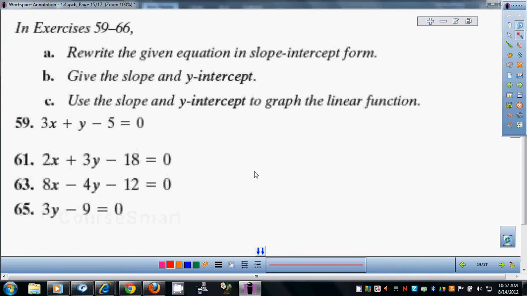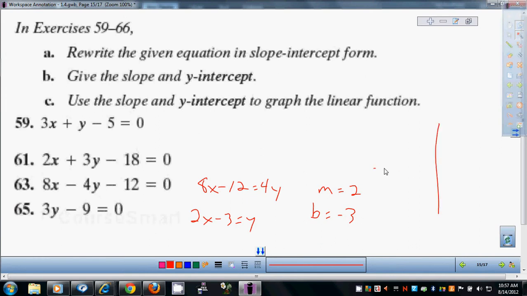Alright, 63. Let's throw the y on the other side. I added that to both sides. Divide by 4. Boom! Slope-intercept form. What's my slope? Y-intercept. Boom. And then you have to graph them, but it'll be just like the last one. Graph your y-intercept. Slope up 2 over 1. Connect the dots. Shoo-bam.